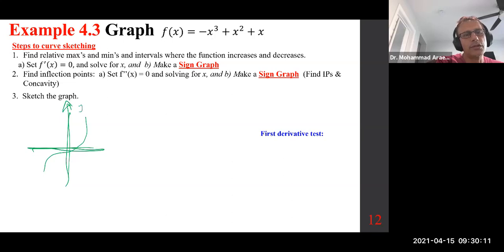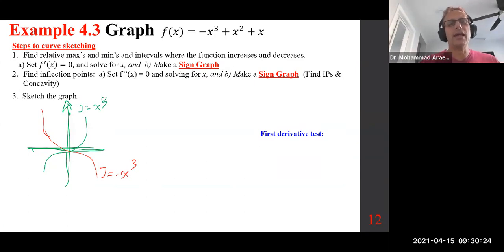Y equals x cubed. For y equals minus x cubed, it looks like this, as far as the end behavior. So you have the end behavior, you find the x-intercept, you put them all together, you have a rough sketch. So it's really not that big of a deal if we were to graph it using pre-calculus.